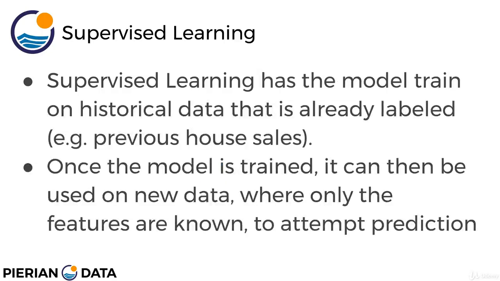So supervised learning has the model trained on historical data that is already labeled, such as those previous house sales. Once the model is trained on that historical data, it can then be used on new data, where only the features are known, to attempt prediction. So that can be really useful if you're a real estate agent. You can look up all the features of previous houses that have sold, and then match that up to their prices, train your model, and then when a new house comes onto the market, based off its features, you can predict what price it should sell for.